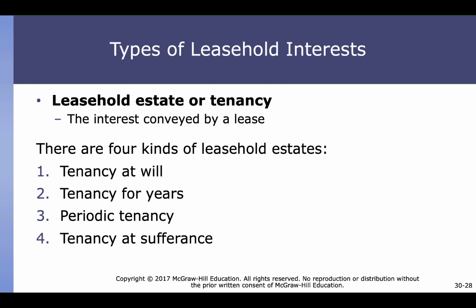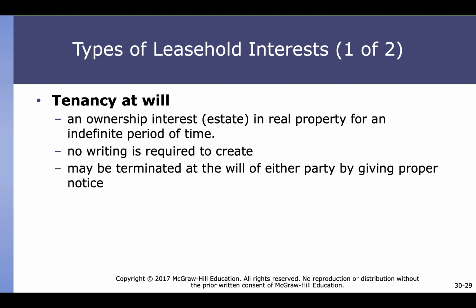The leasehold estate or the tenancy is the term that encompasses the interest conveyed by a lease. And there are 4 different kinds of leasehold estates. There's a tenancy at will, a tenancy for years, a periodic tenancy, and a tenancy in sufferance. So first, a tenancy at will is an ownership interest in real property for an indefinite period of time.